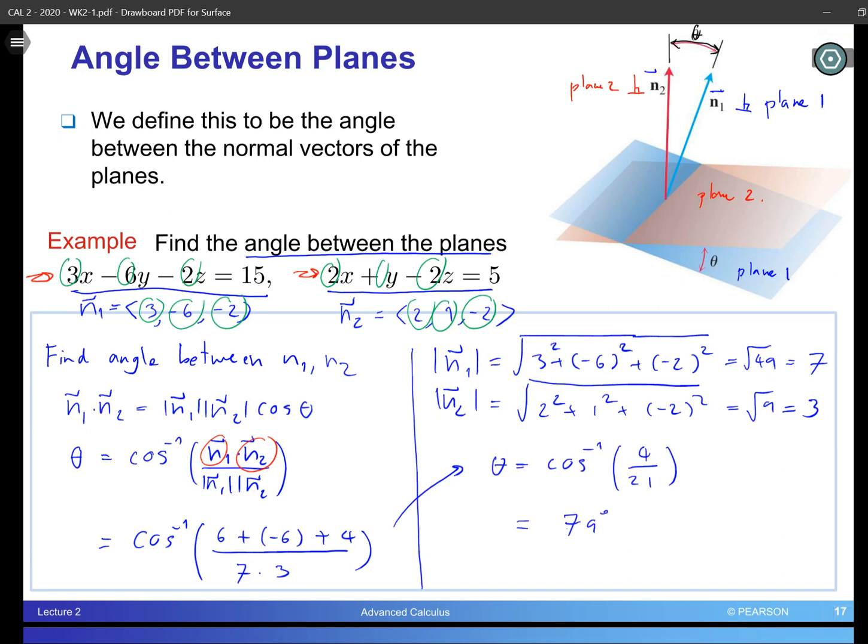So once again, angle between planes, you don't do it directly between planes. You do it between the normal vectors. So make a note here: find angle between normal vectors instead. And after that it's easy as long as you know the dot product.